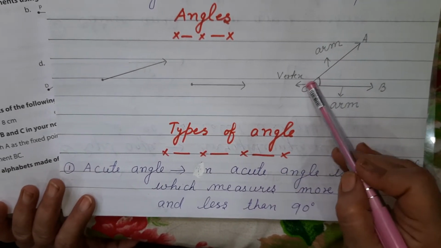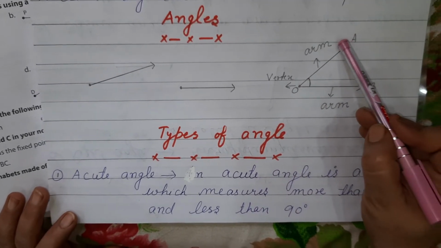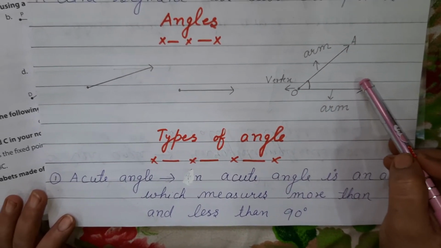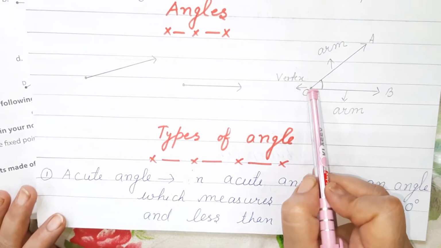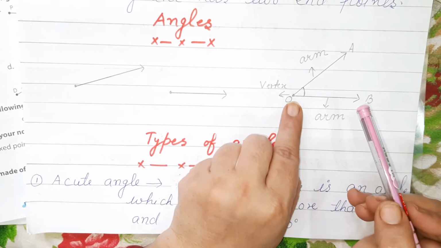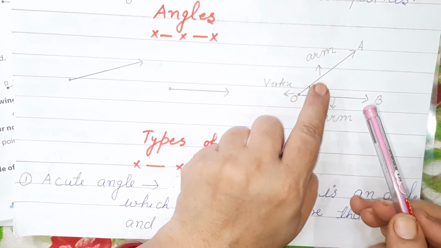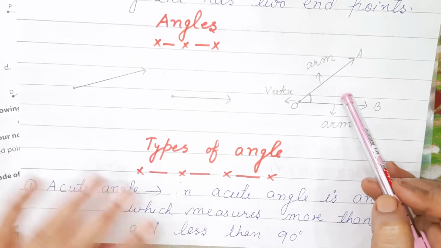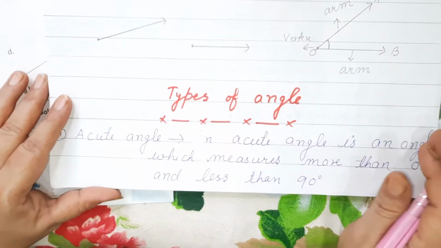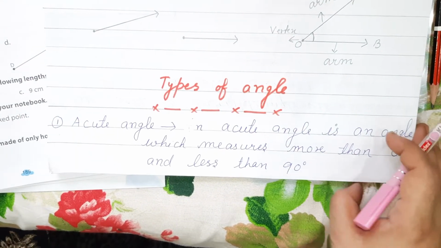So this is a ray and this is a ray. And we have to put an arrow. When we are making an angle, at that time we have to put an arrow here. And this dot is the vertex. And these are the arms of the angle. Now I will tell how many types of angles we have.